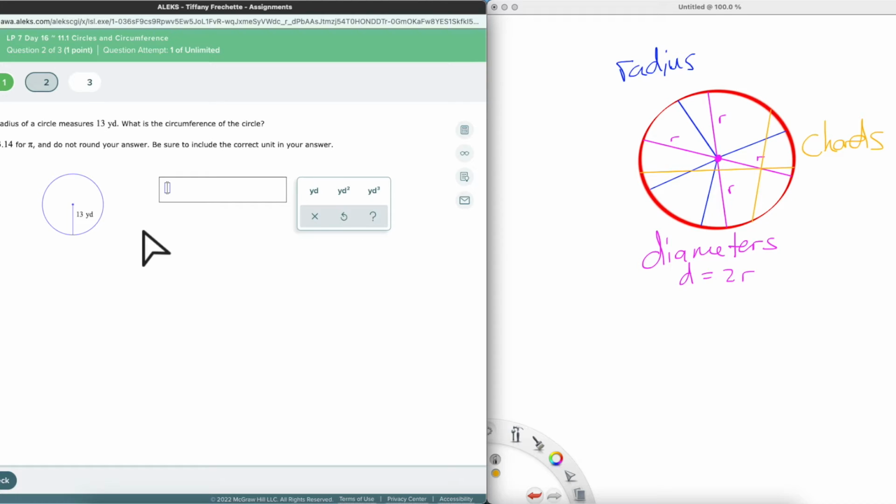The radius of a circle measures 13 yards. What is the circumference of the circle? Use 3.14 for pi and do not round your answer. Be sure to include the correct unit in your answer. So if we're looking for circumference, that is a length.